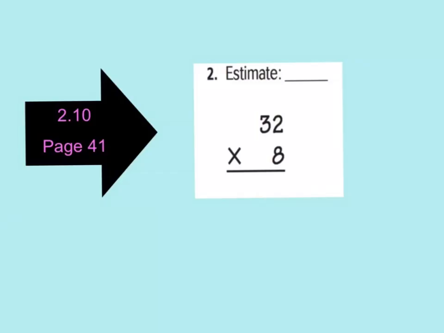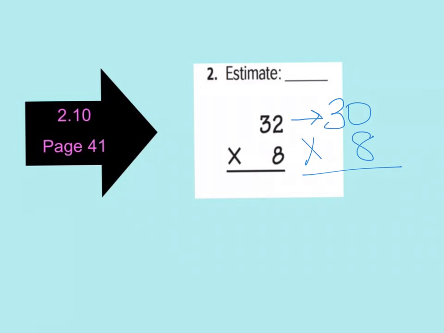Our journey this evening starts on page 41 in 2.10. We're going to talk about multiplying two-digit numbers using regrouping. First, it asks us to estimate. Now I know when I estimate, I have to round the largest factor, and this rounds to 30. I'm going to rewrite my problem and solve.